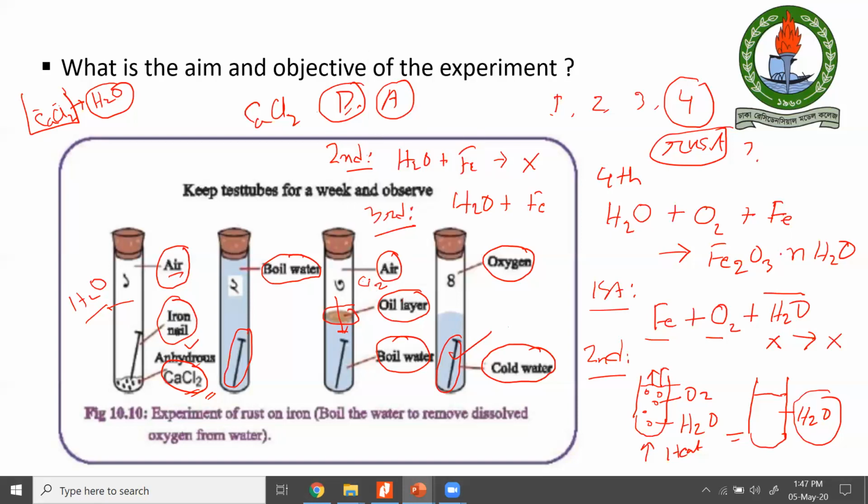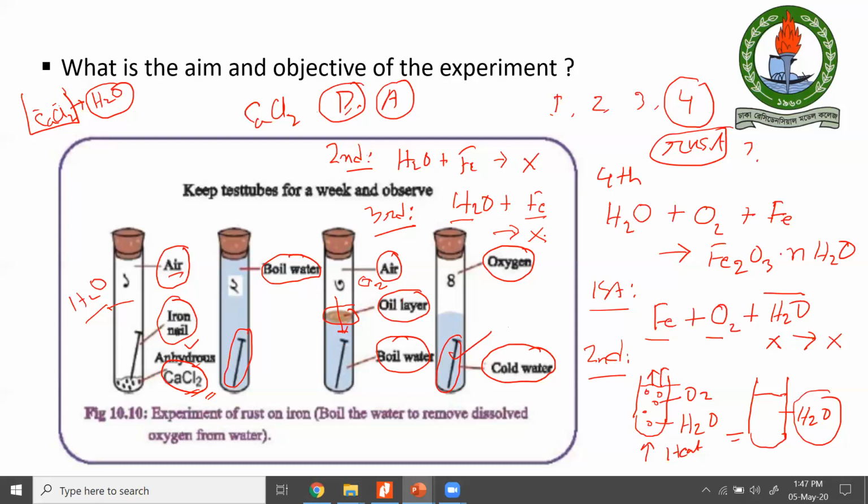So no oxygen can enter the water. Here air is present, but the oil layer creates a barrier. Because of the presence of oil, the oxygen cannot enter the water. So here just water and iron are present. Oxygen is absent here. So because of the absence of oxygen, we will see no rust.